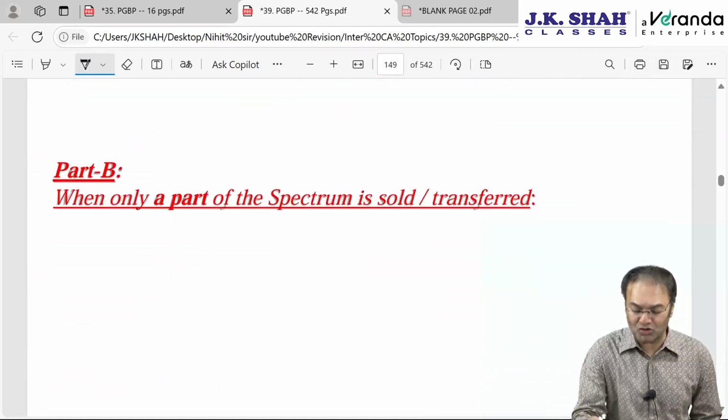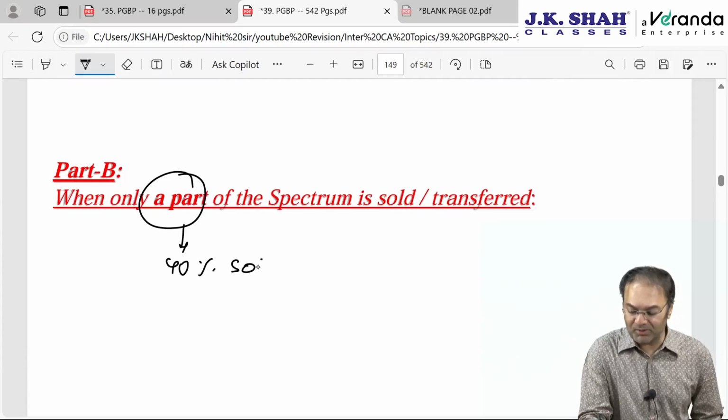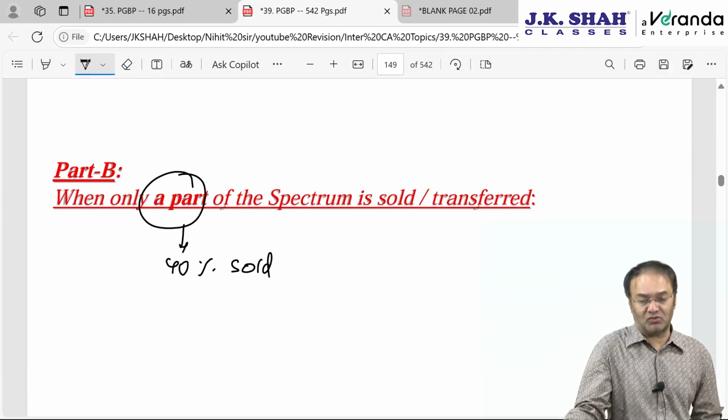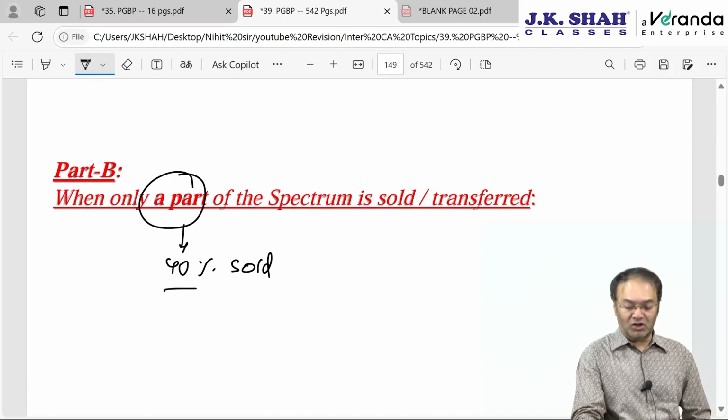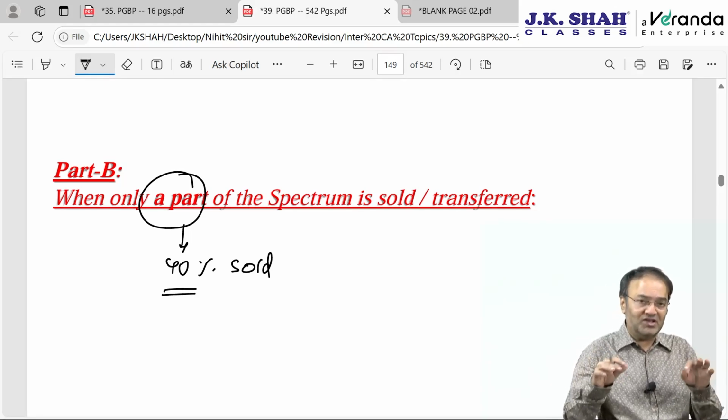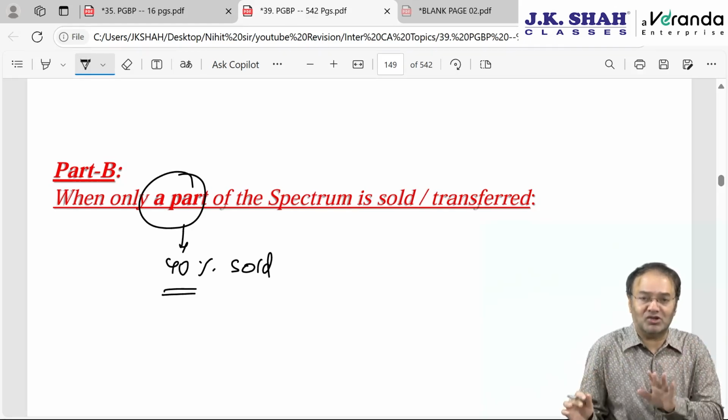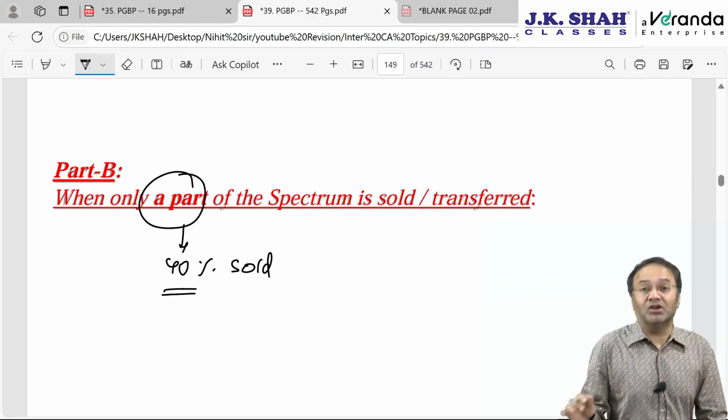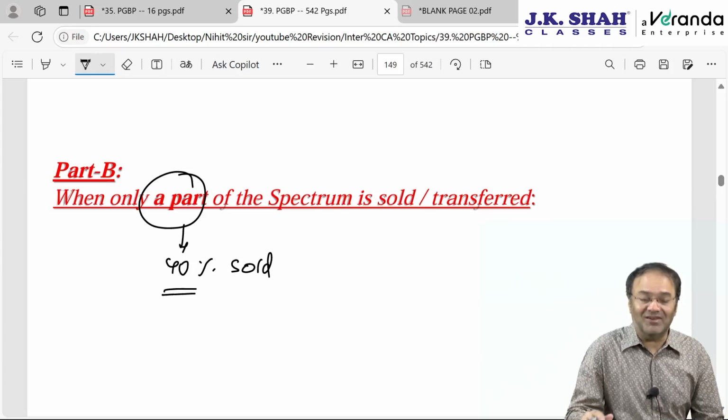If the entire spectrum is not sold, and a part of the spectrum is sold, let's say 40% is sold, 60% is left out, then in such a situation what to do? First of all, ignore the percentage which is sold, irrespective of the percentage sold. Only for namesake we have sold 40%. Otherwise, whether sold 40%, 45% or 60% makes no difference. This 40% is not to be applied anywhere.